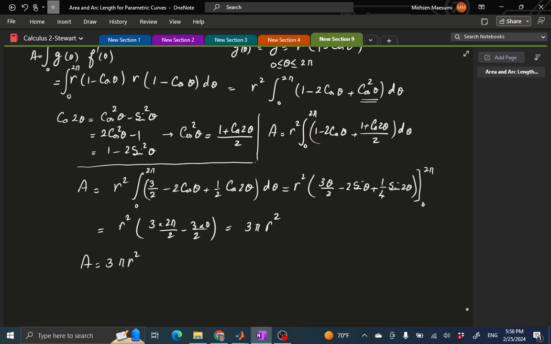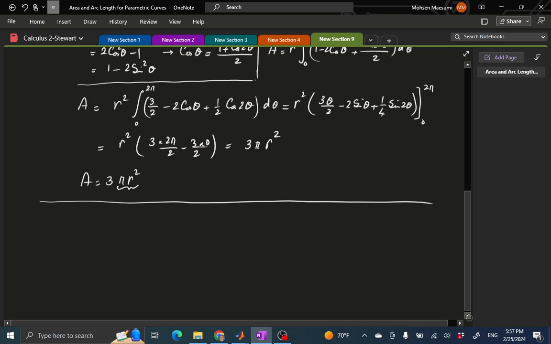Remember, the cycloid is obtained by rolling a circle. This is the area of the circle, and rolling it makes the area become 3 times as big. So that was straightforward. How about an example of length?